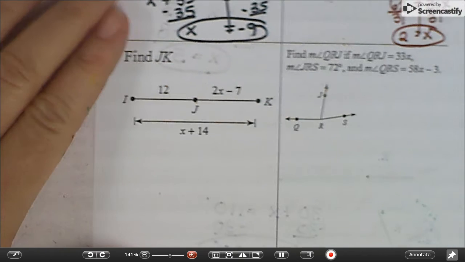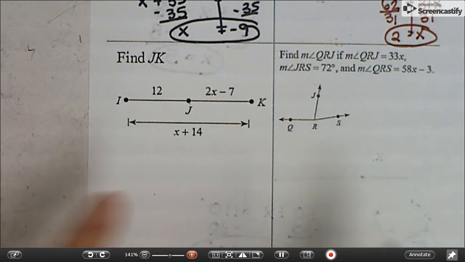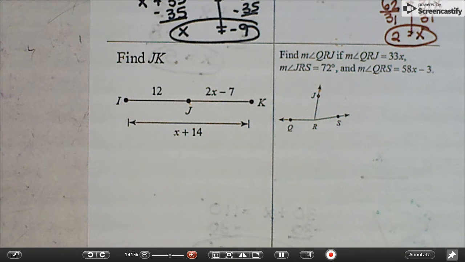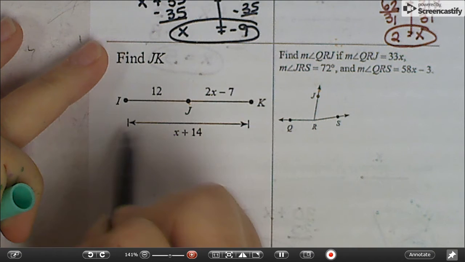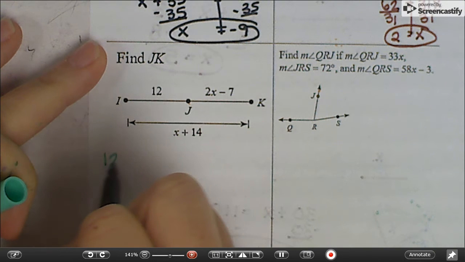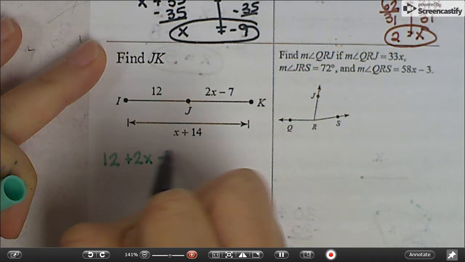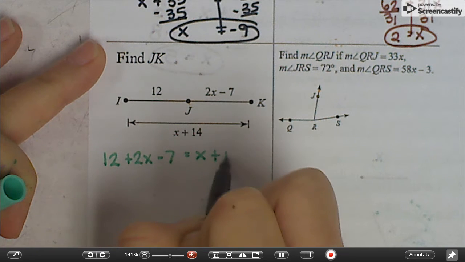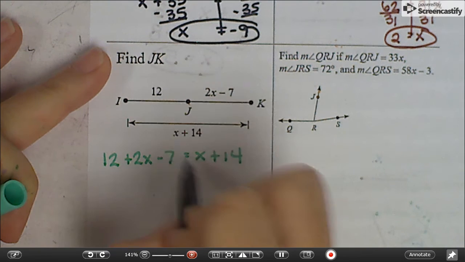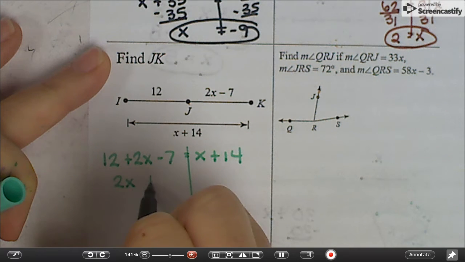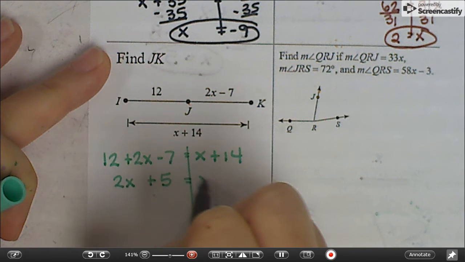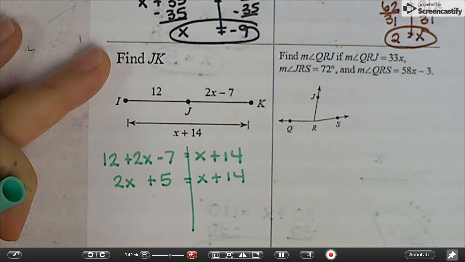Piece plus piece equals whole. The only difference between these two is that it's asking us to plug it back in at the end. So we know piece plus piece equals whole. 12 plus 2x minus 7 equals the whole thing, x plus 14. We need to solve that, so combine like terms. 2x plus 5 equals x plus 14.